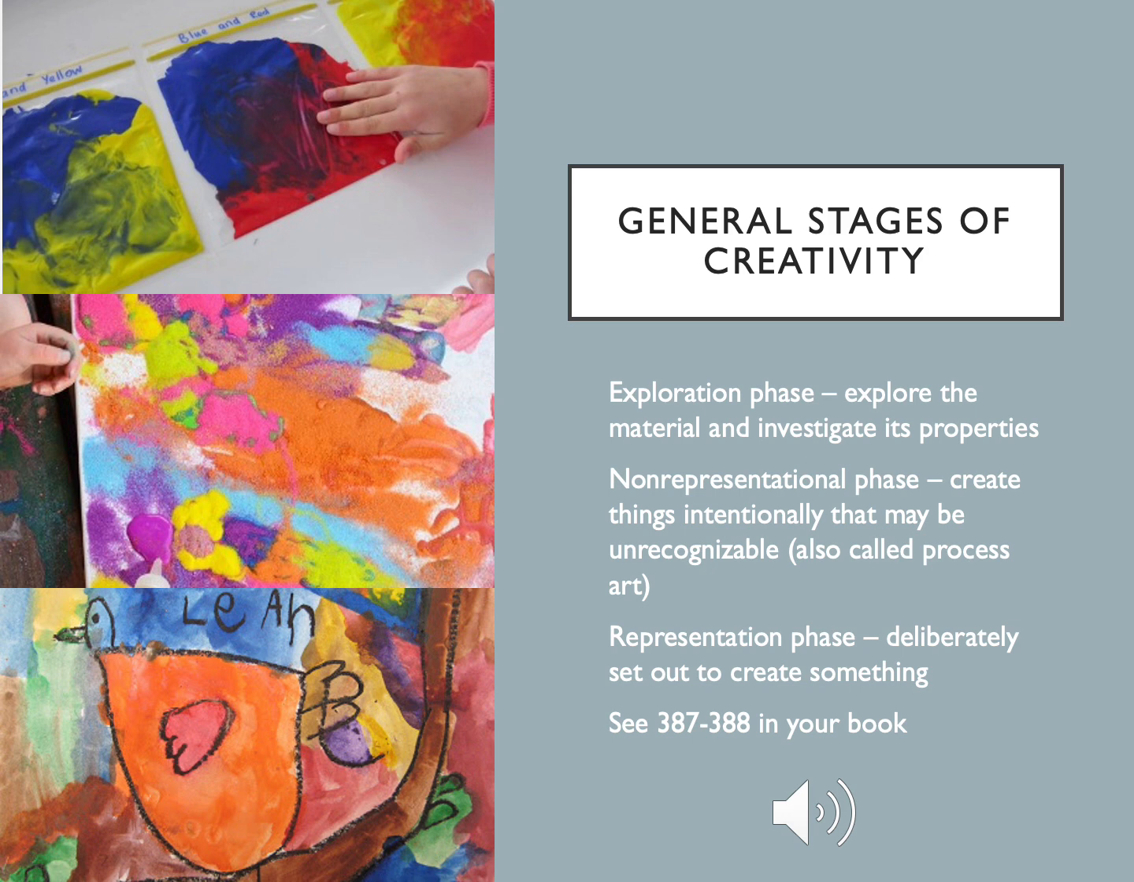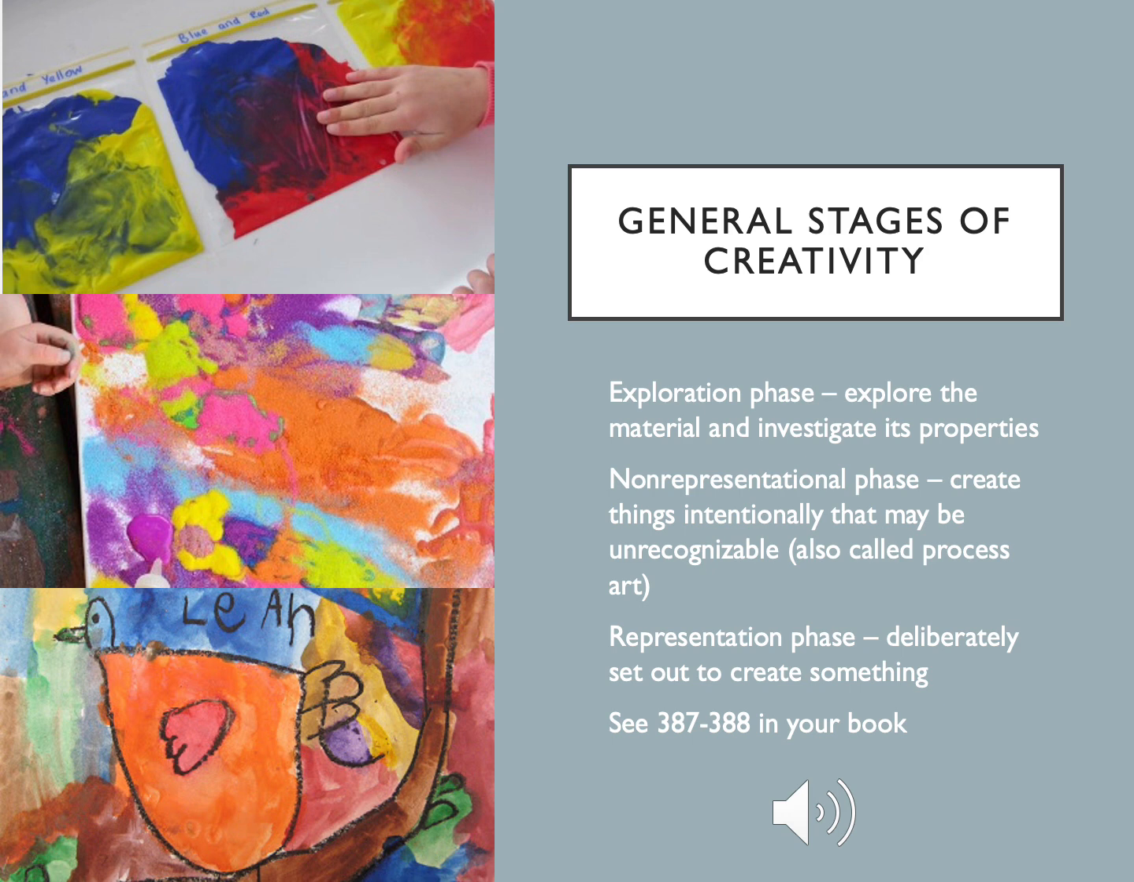And in the non-representational phase, children might create things intentionally, but they could be unrecognizable. This is also another way of thinking of process art, which is something that we really want to strive for children to be able to do, enjoying the process. We sometimes think of this as abstract art. Oftentimes, there's not really a specific way to delineate what children have created, and we might ask them, tell me about your artwork. What have you created here?